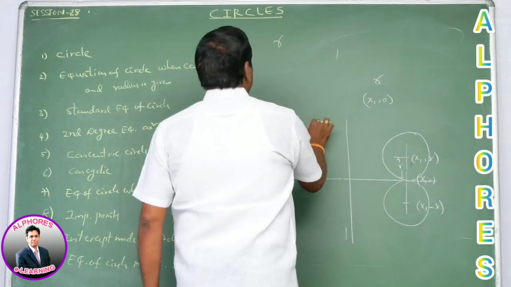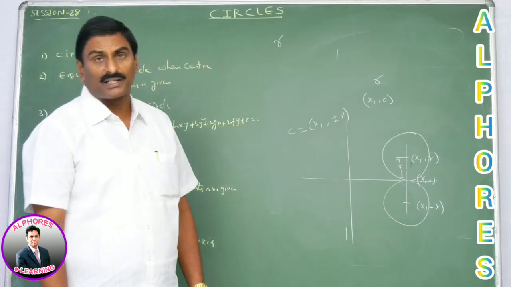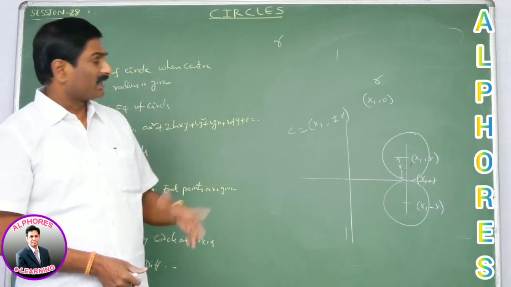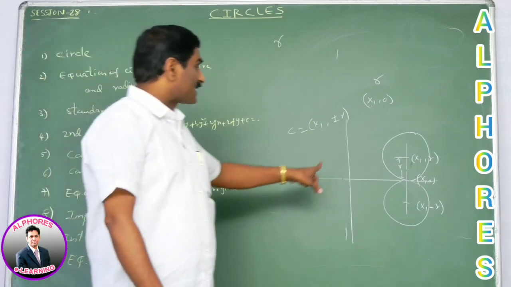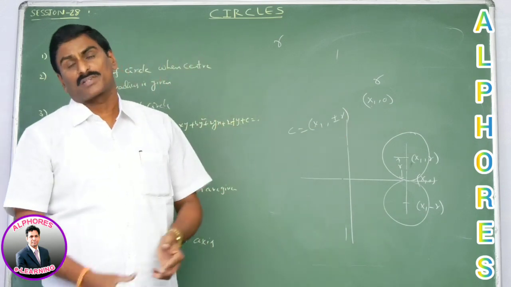That means the center of the circle is (x1, plus r or minus r). Radius is given, center is given. The equation of the circle is (x minus h) whole square plus (y minus k) whole square is equal to r square. In the same way, if the circle touches the y-axis at (0, y1), in this case also we find the center and radius, and the equation of the circle.